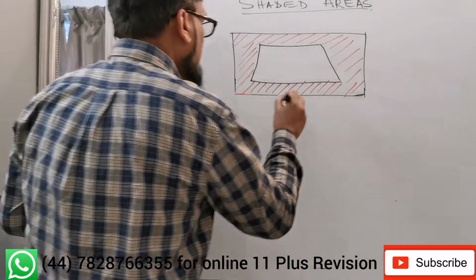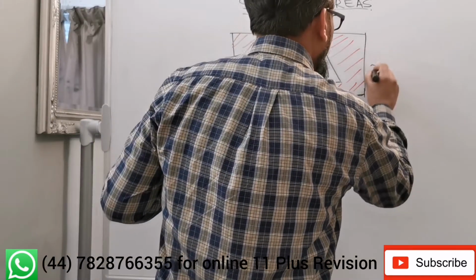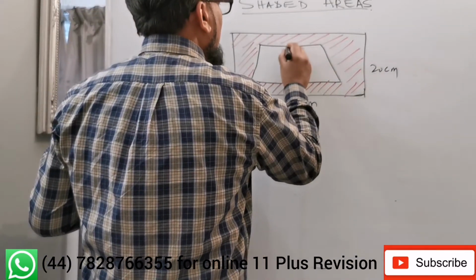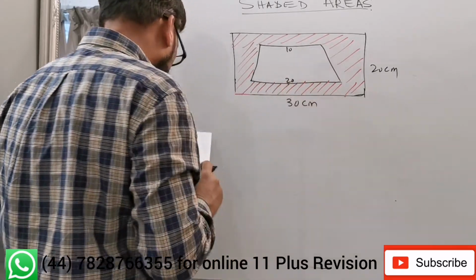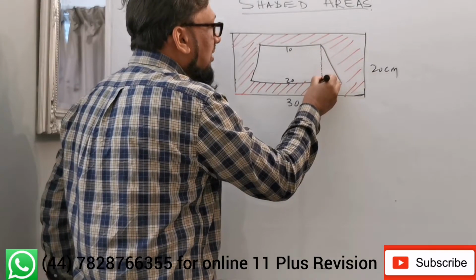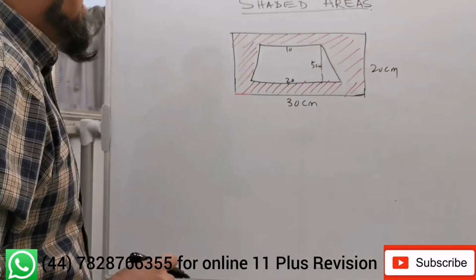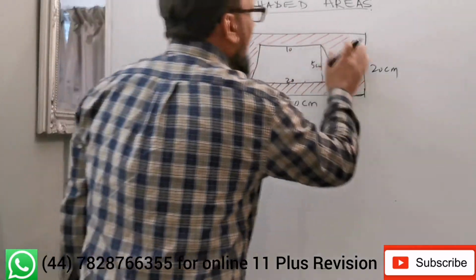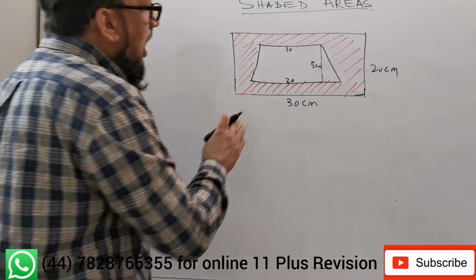So the values are 30 centimeter, 20 centimeter, and this is 10 centimeter, this is 20 centimeter, and the height from here to here is 5 centimeter. And the examiner is asking to find the shaded area. So how can we work it out?